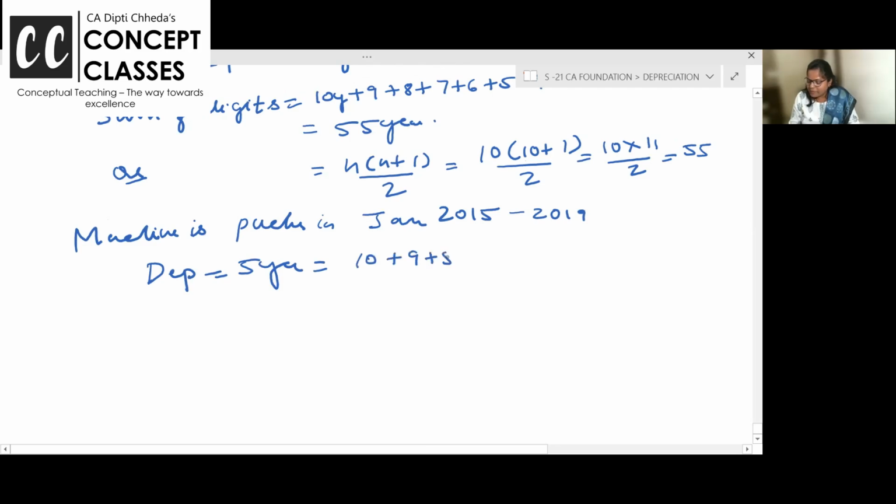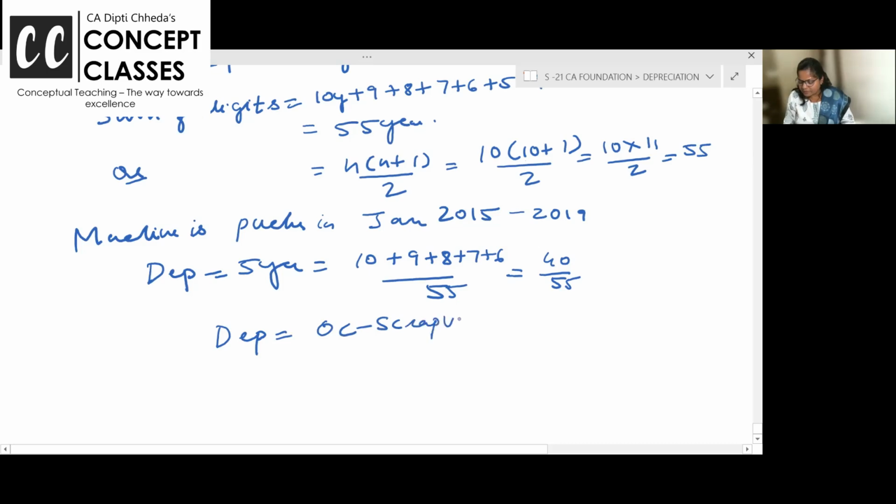10 plus 9 plus 8 plus 7 plus 6 divided by 55. Every year you are charging proportionate depreciation, no? 10 by 55, 9 by 55, 8 by 55. So this much is already over. 10 plus 9 plus 8 plus 7 plus 6, 40 by 55 is already over. Right? Now, check. What is the original cost minus the scrap value?